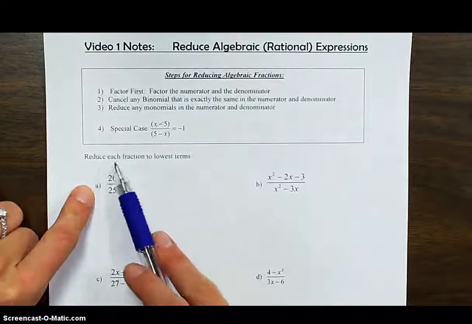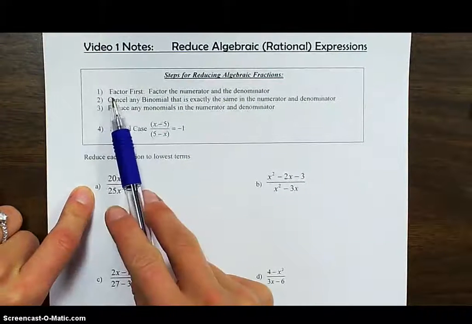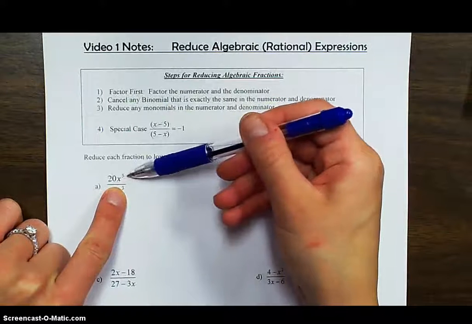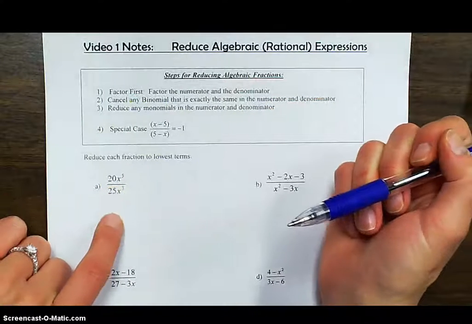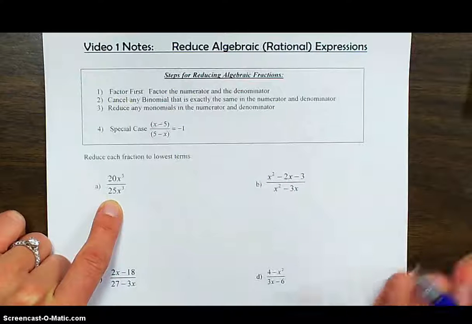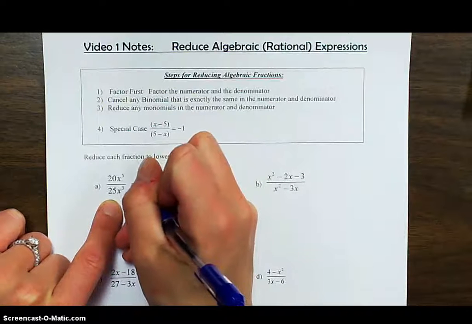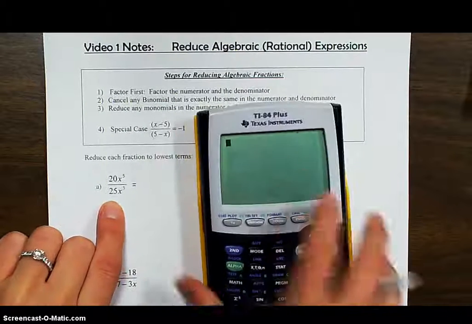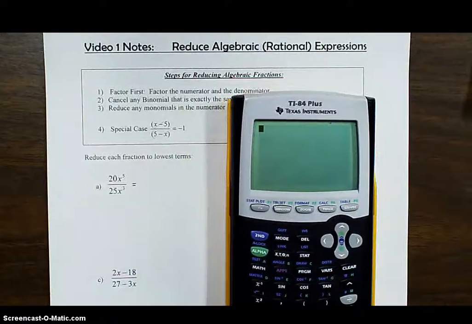So here, reduce each fraction to lowest terms. So step number 1, factor first. So look at the numerator, the top. Can we factor that? Nope, it's a simple monomial. Let's look at the denominator. Can we factor that? Nope, it's a simple monomial, so we can't factor it. So now we have to take a look and see, well, can we just reduce it? So can I find a number that goes into 20 and 25? I think they can both be divided by 5.